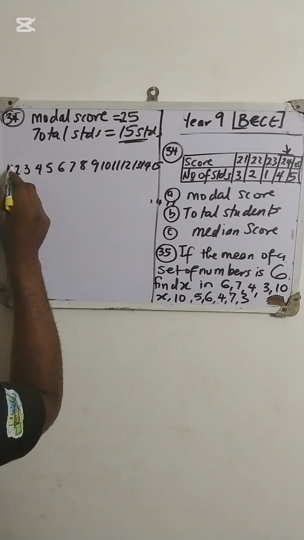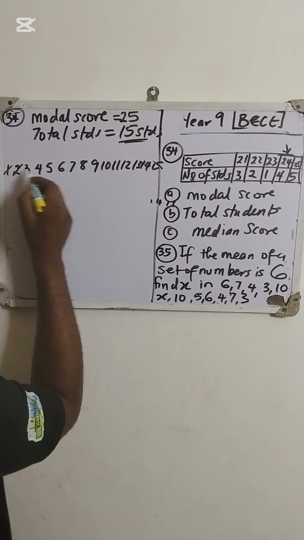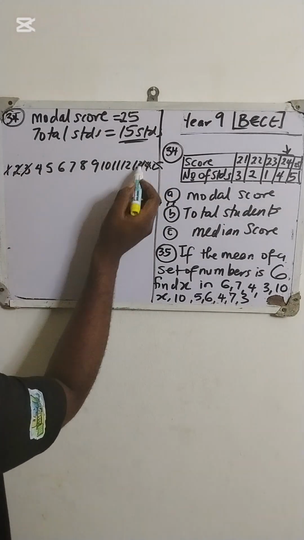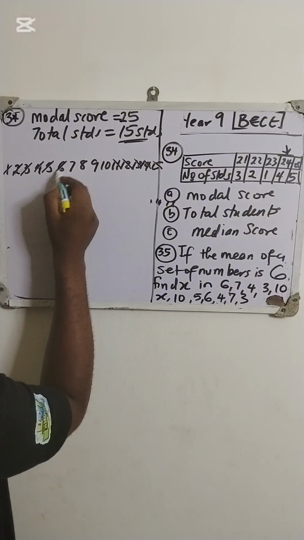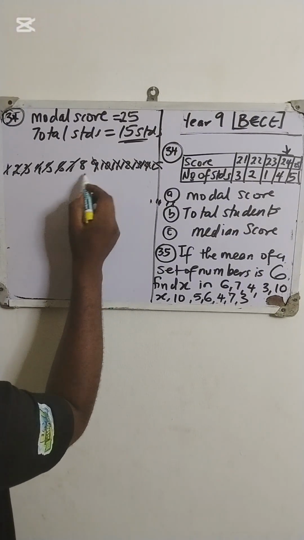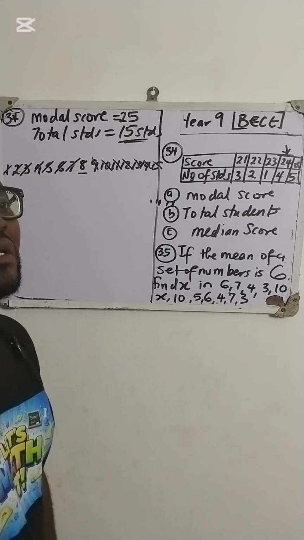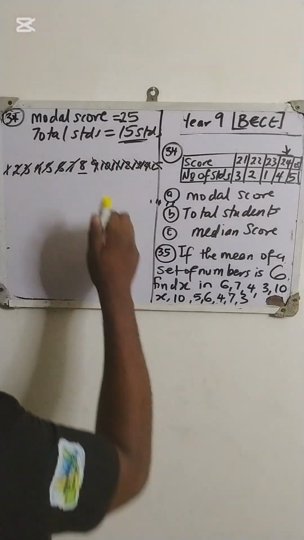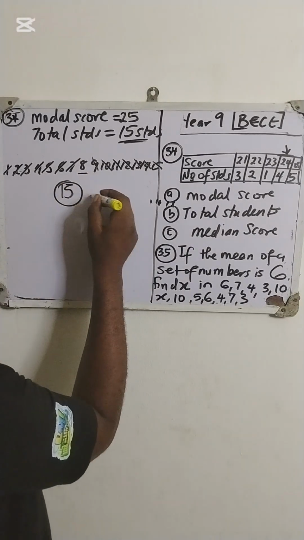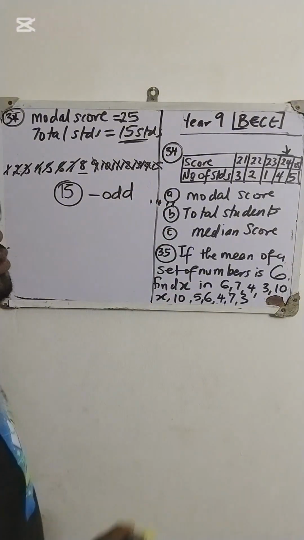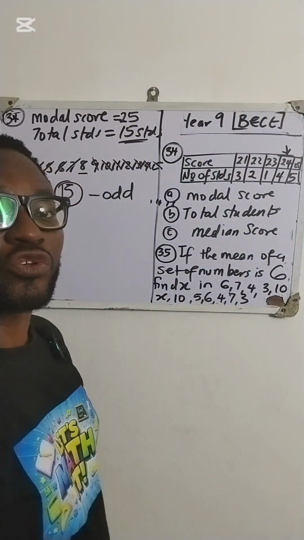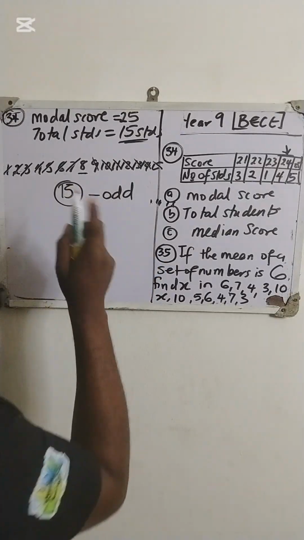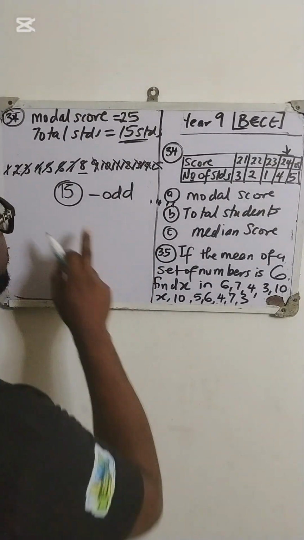Now you notice if you cross this out, cross this out, cross this out, cross this out, cross this out, cross this out, then cross this out, what is left is a middle number. You will always have a middle number because 15 is odd. So for odd numbers, there is always a middle number that is standing on its own. If it was even, it would have been 2 numbers in the middle. Right, now we know it's an odd number.